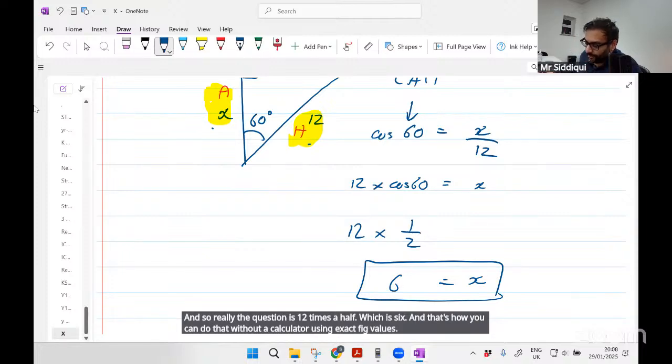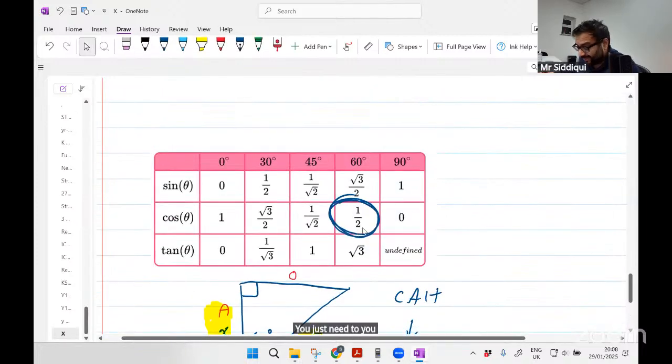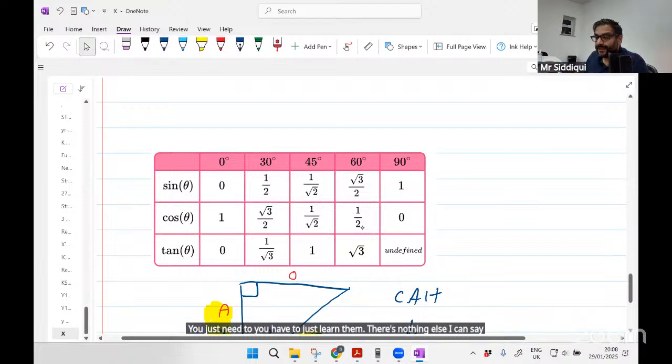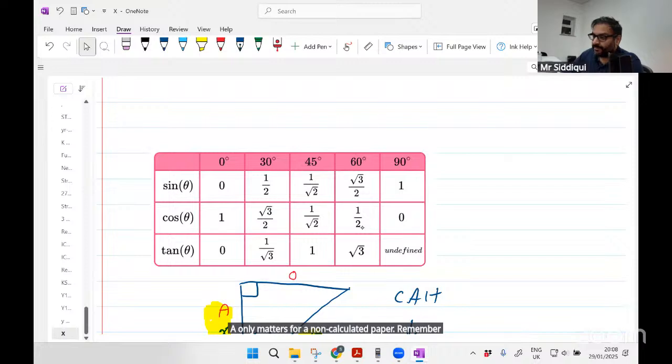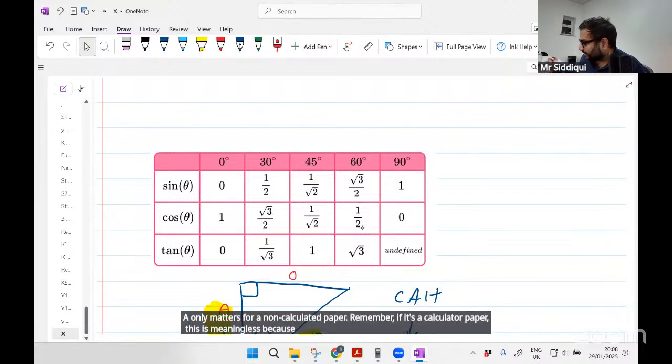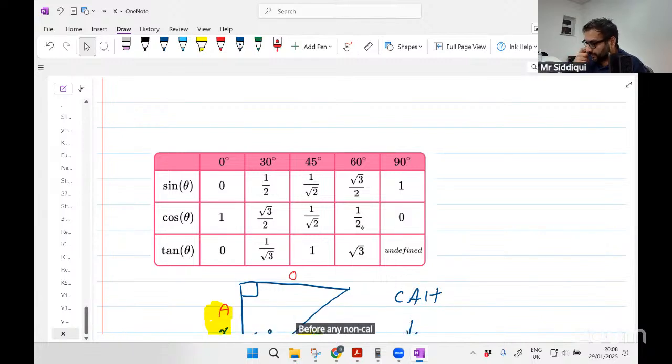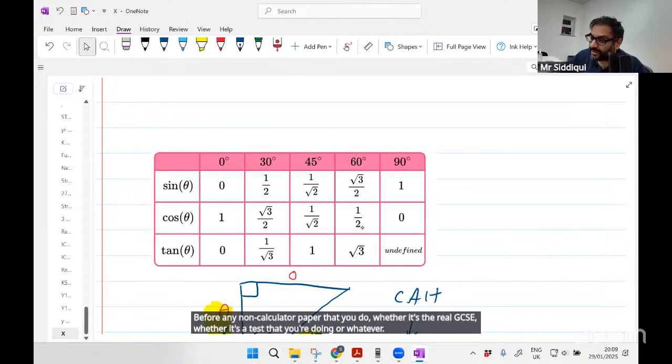So you just have to learn them. There's nothing else I can say. And realistically, it only matters for a non-calculator paper. Remember, if it's a calculator paper, this is meaningless because you type it in and you get the answers. So before any non-calculator paper that you do, whether it's the real GCSE, whether it's a test that you're doing or whatever, just spend a while learning these.